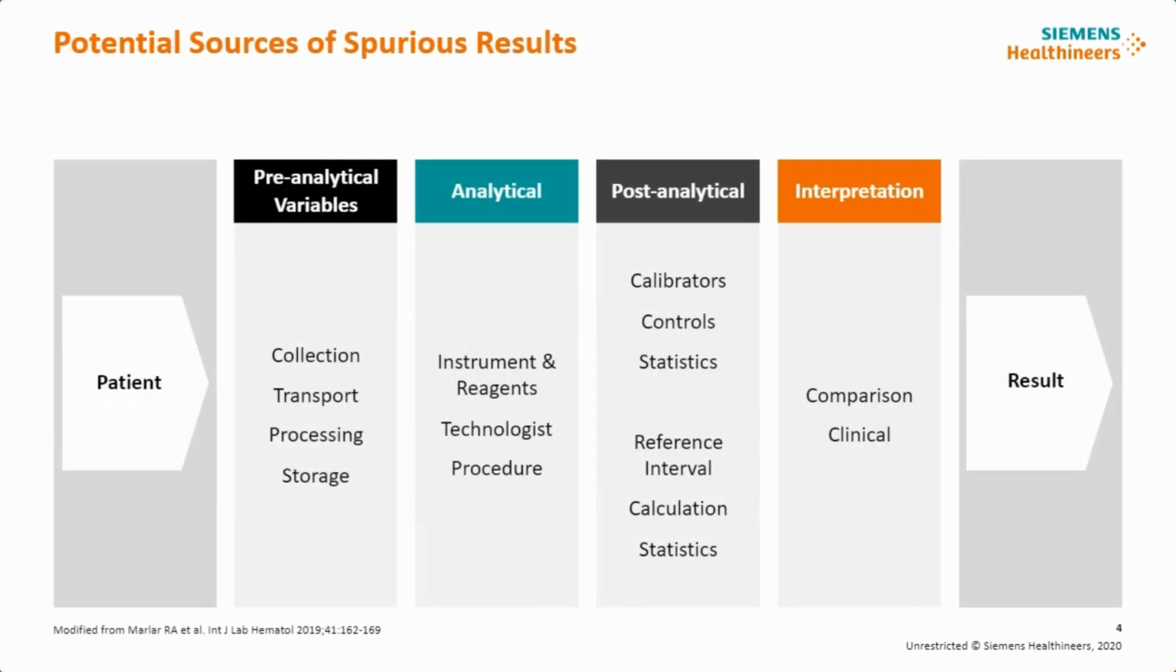As we look at the sample journey from patient to results, we can see that there are 4 distinct pillars that could potentially result in spurious results. For today's talk, we're really going to focus on pre-analytical variables, which consist of collection, transport, processing, and storage. We'll touch briefly on analytical as well as the post-analytical, and finally a little bit on the interpretation of those results.